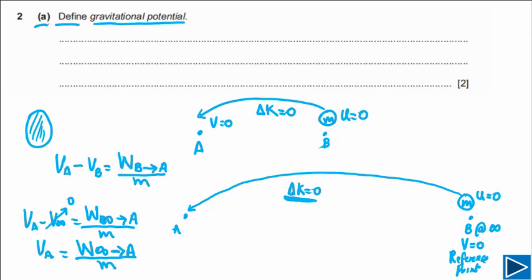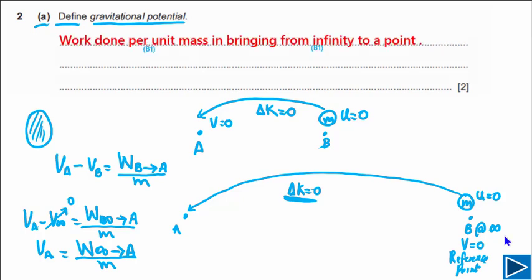Now let me show you how you can write down your answer. This question has 2 marks. The first mark, if you have mentioned work done per unit mass, you will get 1 mark. And the second mark, if you have mentioned from infinity to that point, you will get the second mark. So this question has 2 marks, and these are B marks, so they have to be in your answer.